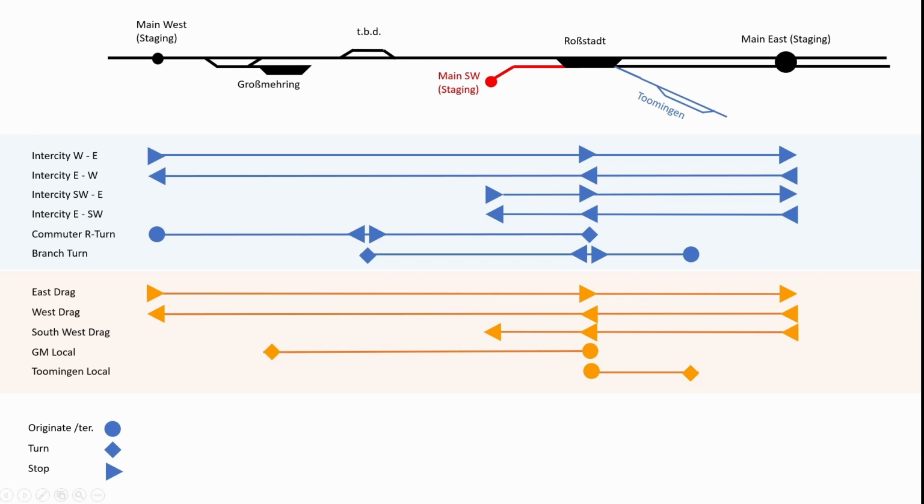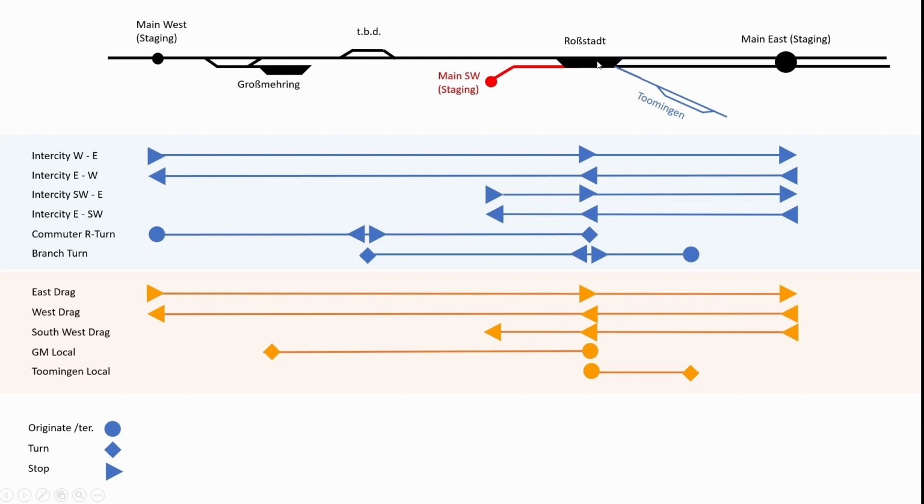Burning question in your mind might be, how do you determine with all this information the size of your yard? So I quickly calculated that by determining how many cars are going to be needed for each of these trains. The East Drag and the West Drag, and also the Southwest Drag, are not terminated in Rostad, meaning they will pass by, pick up a few cars, drop off a few cars, and then head out again.